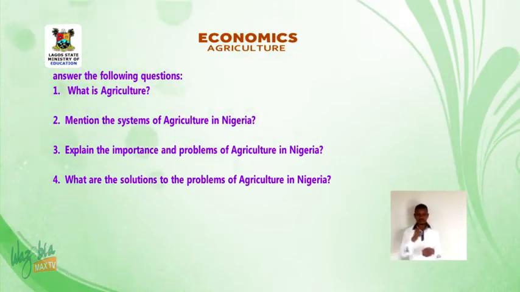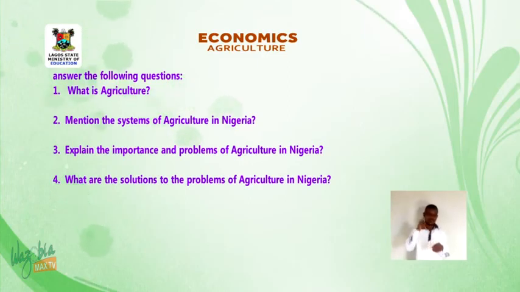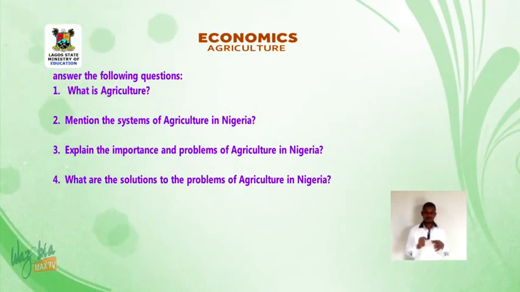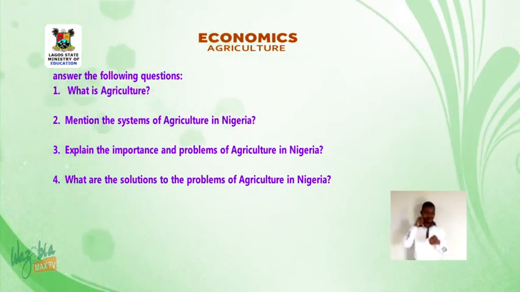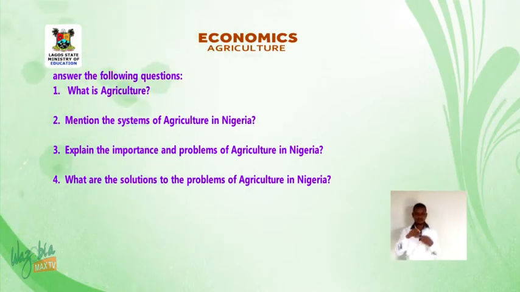Number one, what is agriculture? Number two, mention systems of agriculture in Nigeria. Number three, explain the importance and problems of agriculture in Nigeria. Number four, what are the solutions to the problems of agriculture in Nigeria?